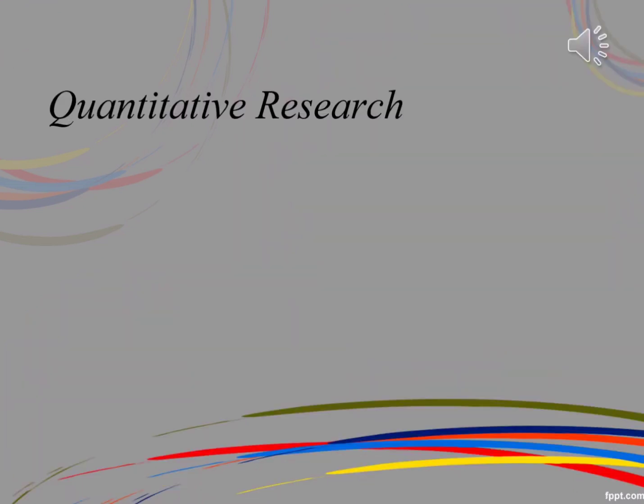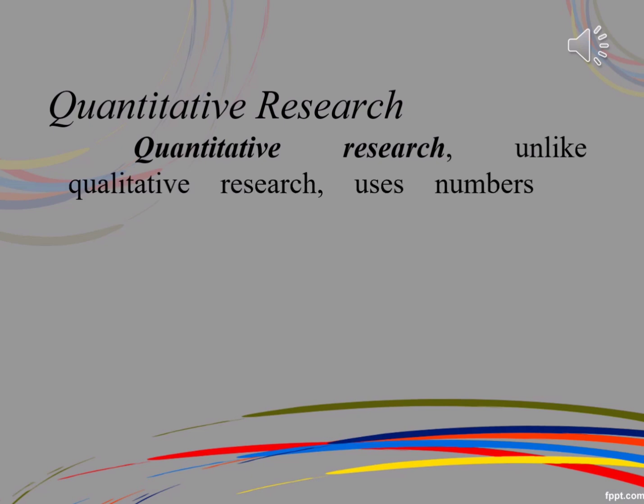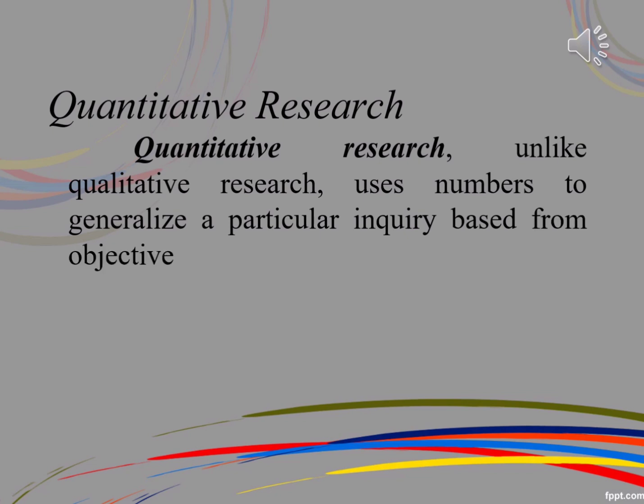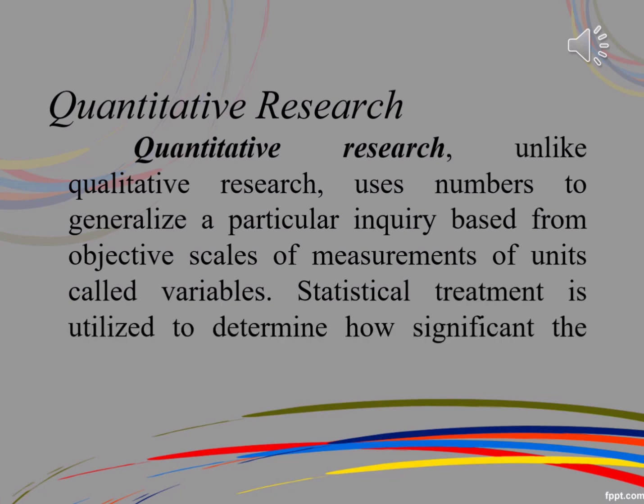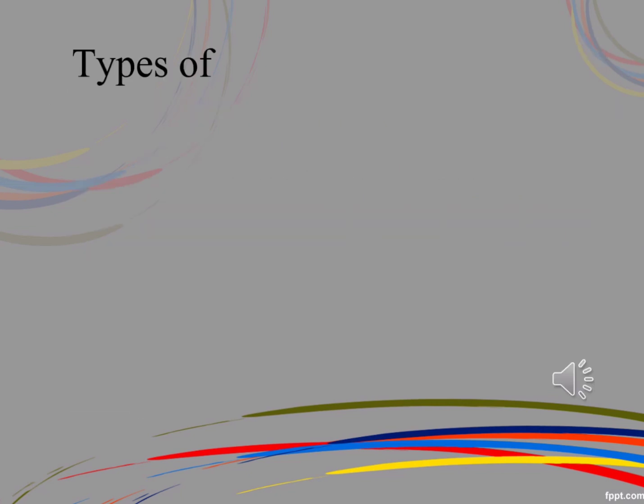Quantitative research, unlike qualitative research, uses numbers to generalize a particular inquiry based on objective scales of measurements of units called variables. A statistical treatment is utilized to determine how significant the relationships or differences between variables are.